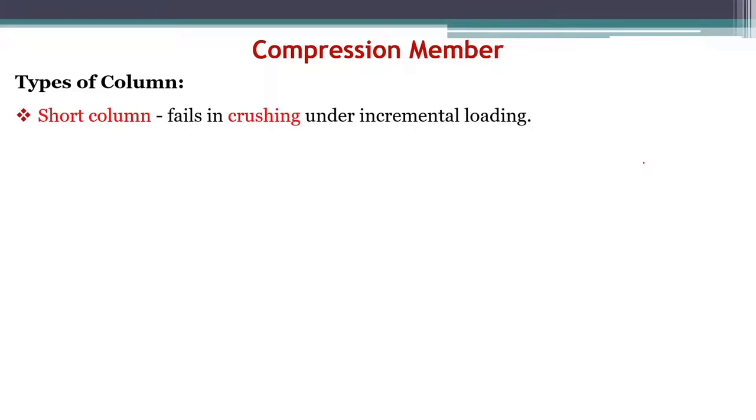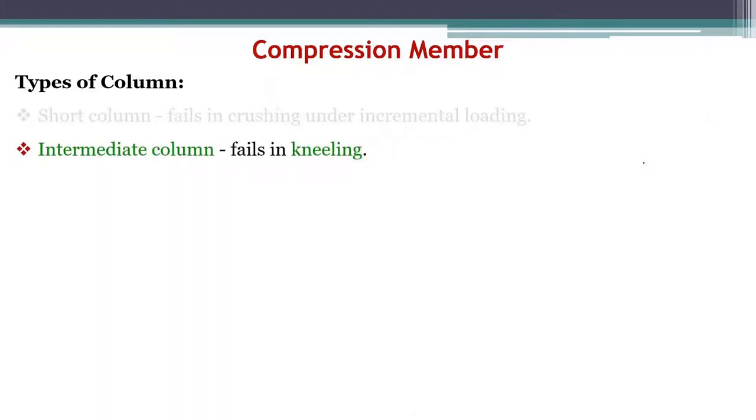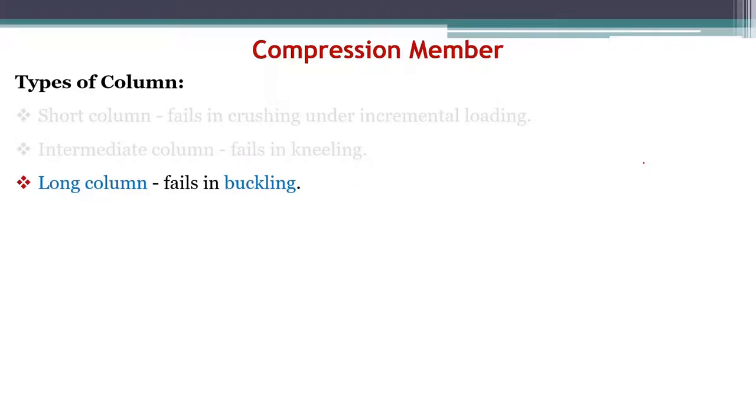First is a short column. A short column fails in crushing under incremental load because it is very short. Next is the intermediate column. An intermediate column fails in kneeling. It is between crushing and buckling. Long column. A long column fails in buckling.